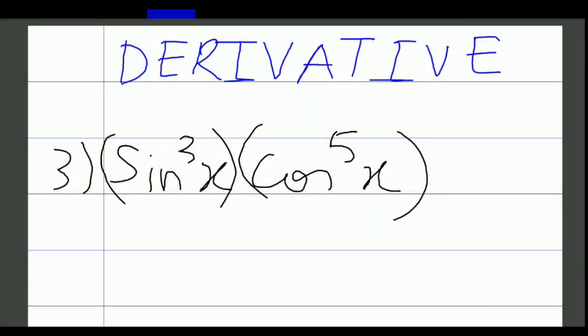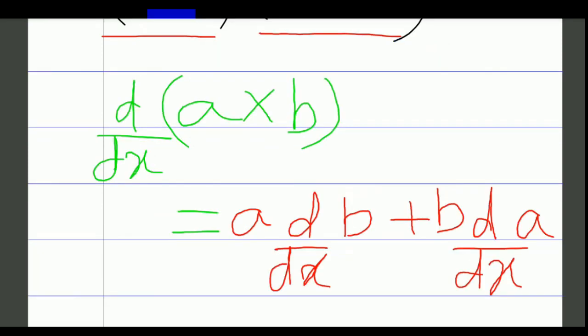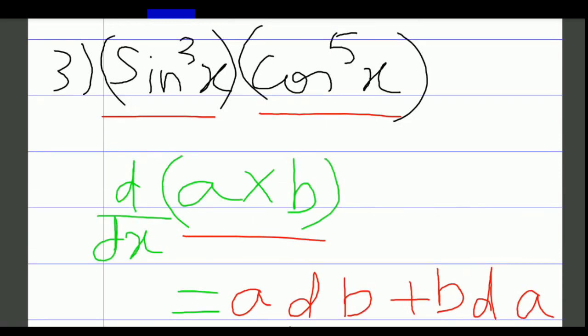Now the third question is sin cube x into cos raised to 5x. Here we will use the working rule, that is, the differentiation of a into b is a into the differentiation of b, plus b into the differentiation of a. Here we are going to consider this sin cube x as a and cos raised to 5x as b.